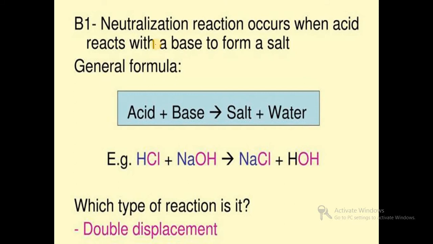Then what is a neutralization reaction? A neutralization reaction occurs when an acid reacts with a base to form a salt. So the general formula: acid reacts with base, we are getting salt and water. So here HCl reacts with NaOH, we are getting NaCl and HOH. Which type of reaction is it? That is a double displacement type of reaction.